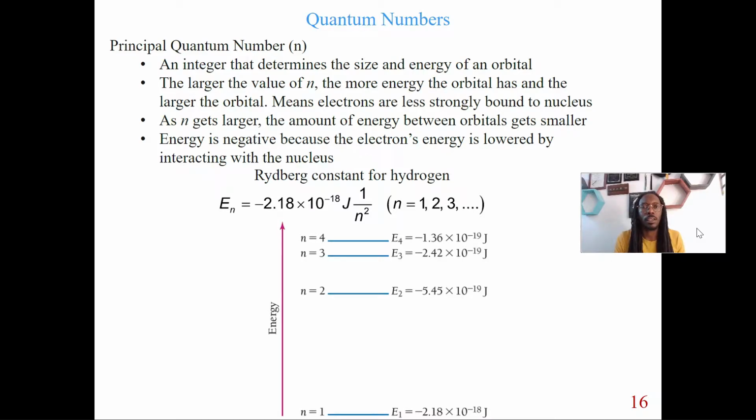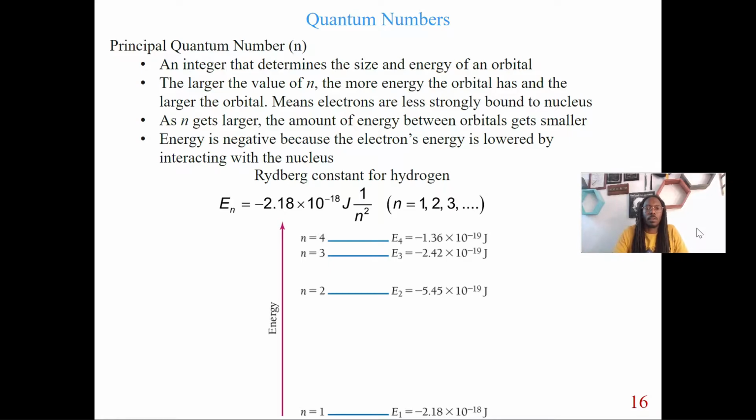What you really need to understand about the principal quantum number is that it tells you the size and energy of an orbital. The larger that N is, with N being one, two, three, four, the more energy you have in that orbital. More energy means a larger orbital, and a large orbital holds a lot of different electrons. Those electrons are not strongly bound to the nucleus at the end of the day. So if your N gets larger, you have a lot of energy in that orbital.